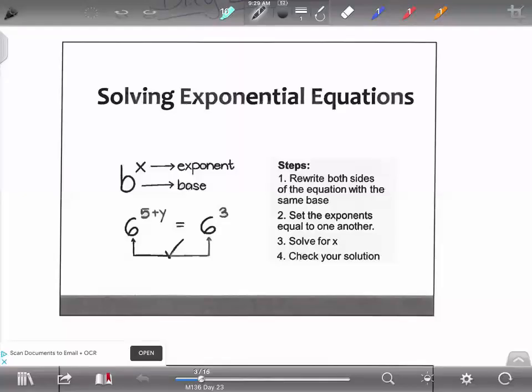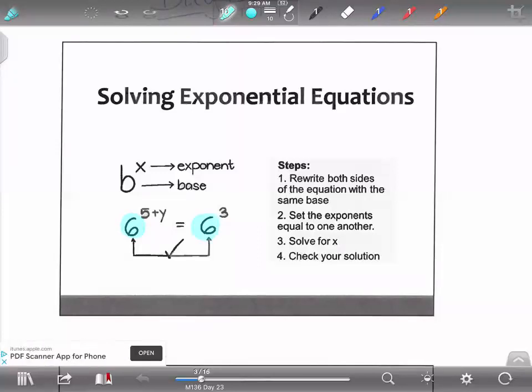So for our lesson today, we are going to solve exponential equations. For an exponential equation, we're going to have a base with an exponent on more than likely both sides of our equation. In order to solve them, we need to rewrite both sides of the equation with the same base. So you'll see in this example here, the bases are both 6.